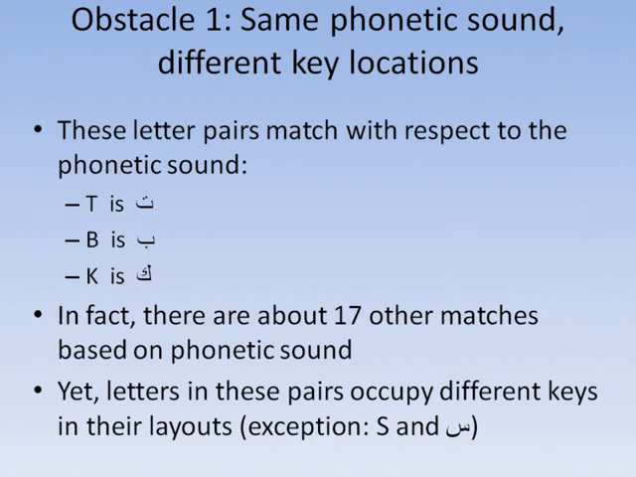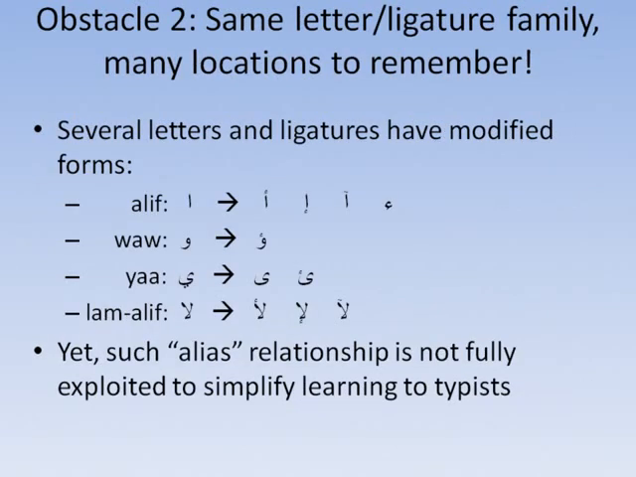Obstacle 1. Same phonetic sound, different key locations. For example, the letters T, B, or K in English have the same phonetic sound as the letters Ta, Ba, or Kaf in Arabic, yet each one is designated a different key within its own layout. This leads to continuous typing errors and frustrations during typing. Obstacle 2. Same letter ligature family, but many locations to remember. For example, each of the letters Alif, Waw, and Ya come in several other modified forms. Yet, instead of each letter being considered an alias to the rest of its forms, the typist must memorize different key locations or different modes for producing such modified forms on the screen.